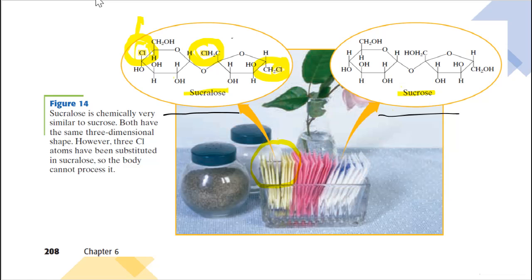The sucrose, on the other hand, is processed by the body and it has calories. It gives you energy. So for people that are on a low sugar, low calorie diet, they might want to use sucralose. And if you go to the coffee shop, you'll see the sucralose in these yellow packages.